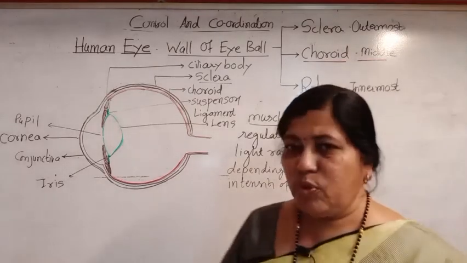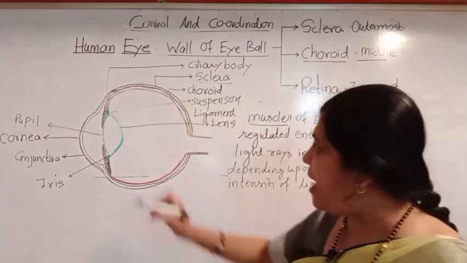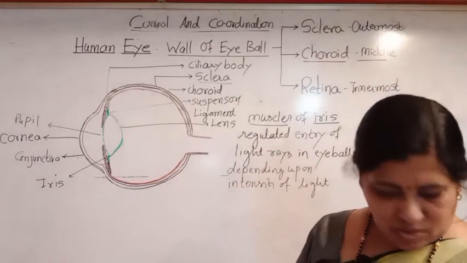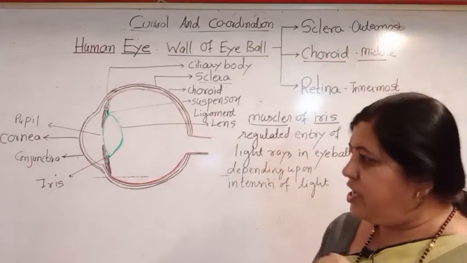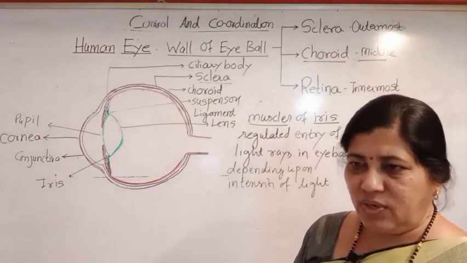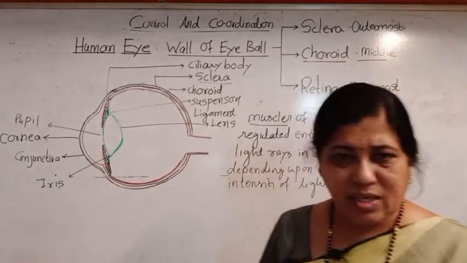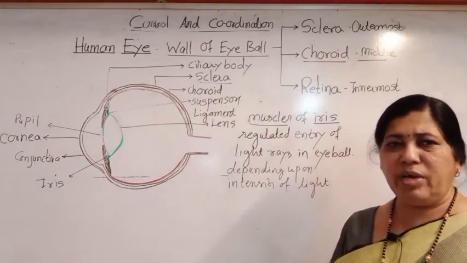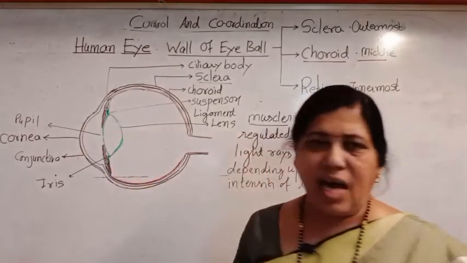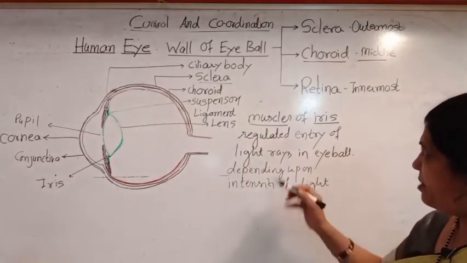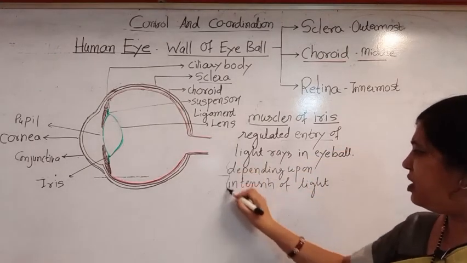So pupil is dilated, pupil is contracted. Contraction and dilation of pupil is regulated by muscles of iris. So in the bright light, in the harsh light, pupil is contracted, but in the dim light, pupil is dilated. Okay. So with contraction and dilation, pupil becomes smaller and pupil becomes bigger. That phenomenon is regulated by muscles present in the iris, which regulate entry of light rays entering the eyeball depending upon the intensity of light.